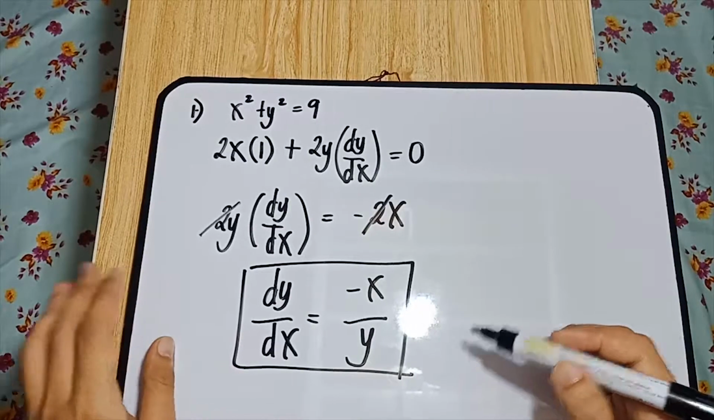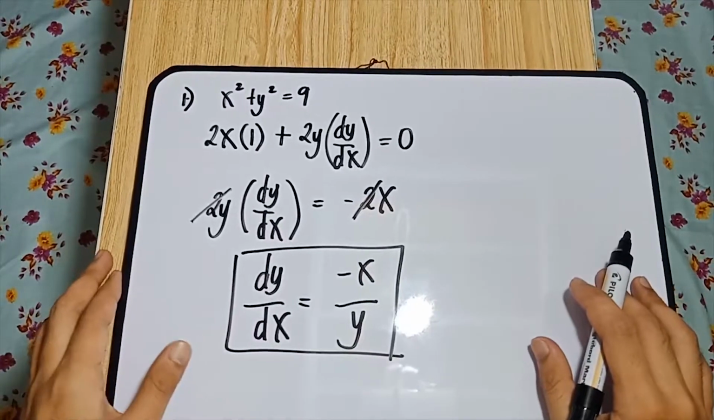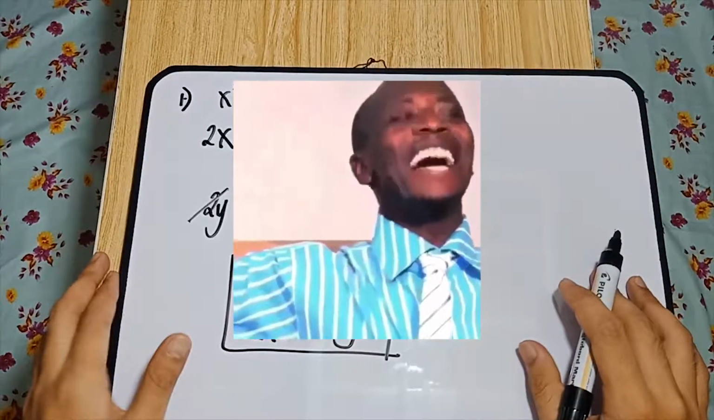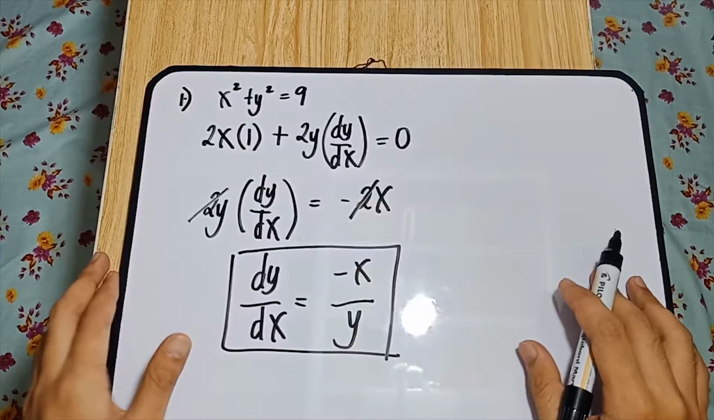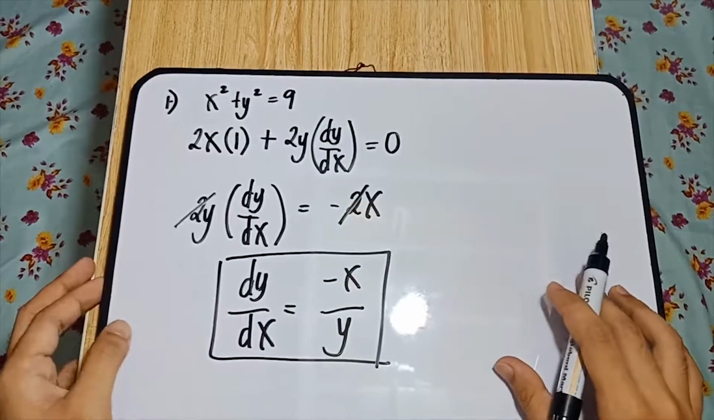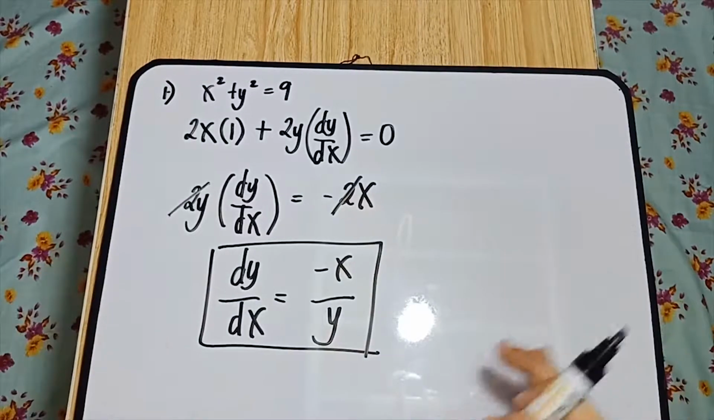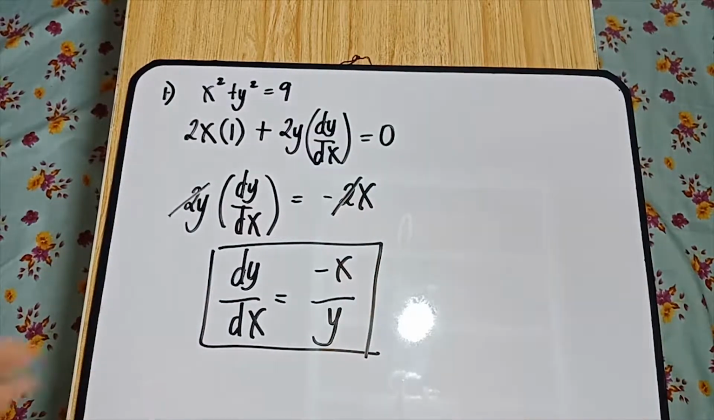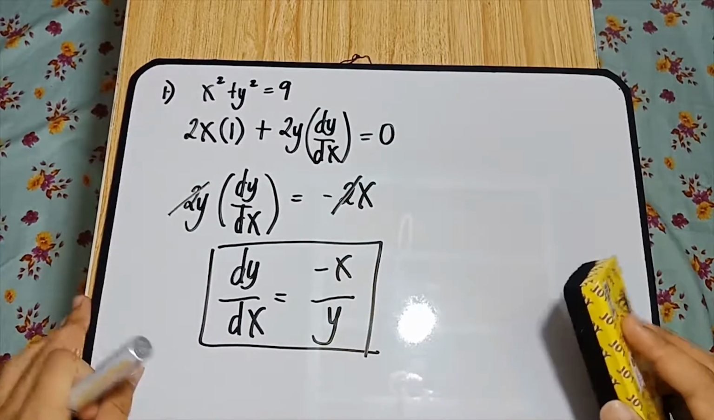Ganun lang. Sino ba nagsabing mahirap ang implicit differentiation? Oh my God! Wow! Joke lang. Mahirap yan. Medyo madali lang yung example natin, kaya na-solve agad natin. So mag-proceed na nga tayo sa example number 2 natin.